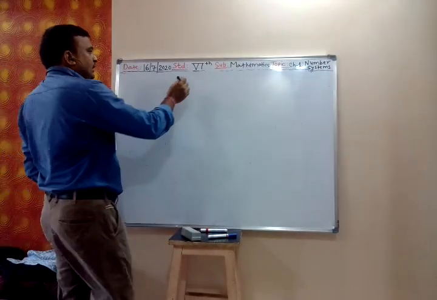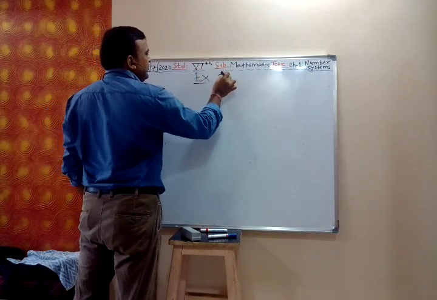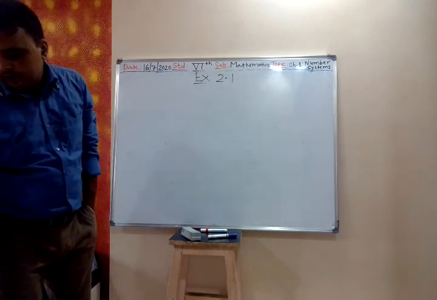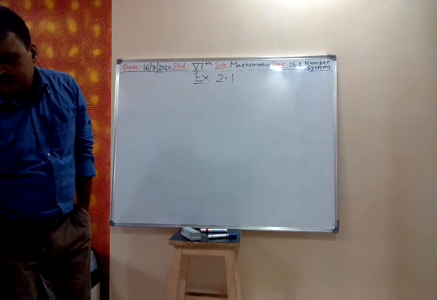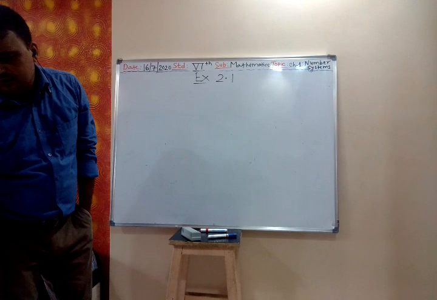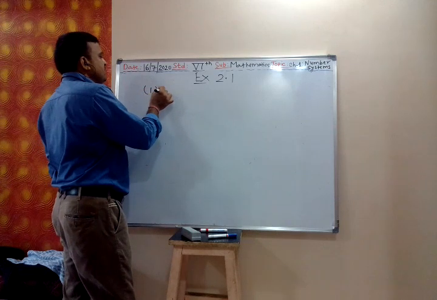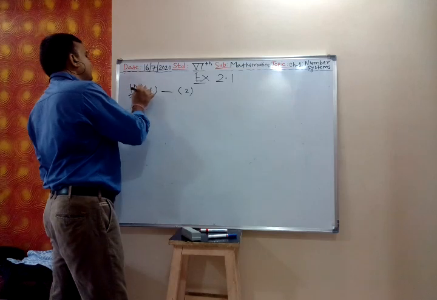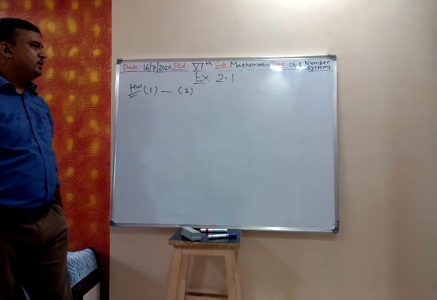Now, let us start exercise 2.1. 2.1 means second chapter, first exercise. So this is our second chapter. Yes, page number 26. The first question and second question, that I am giving homework. First and second I am giving homework.